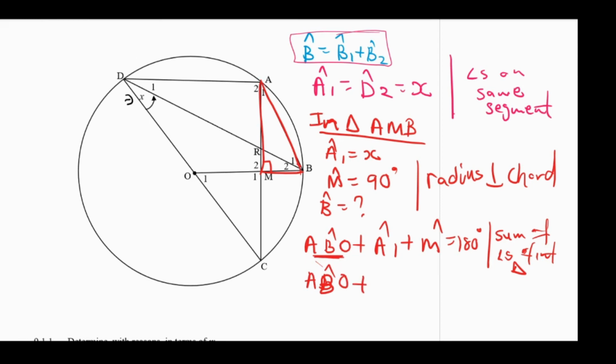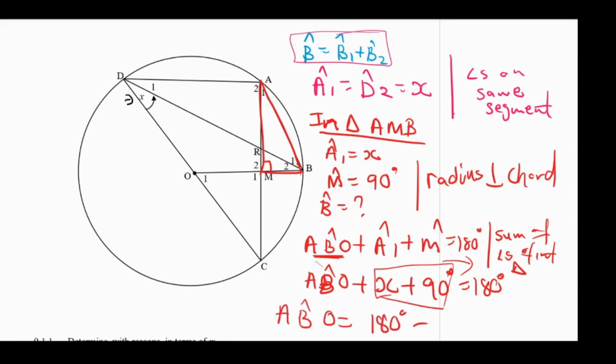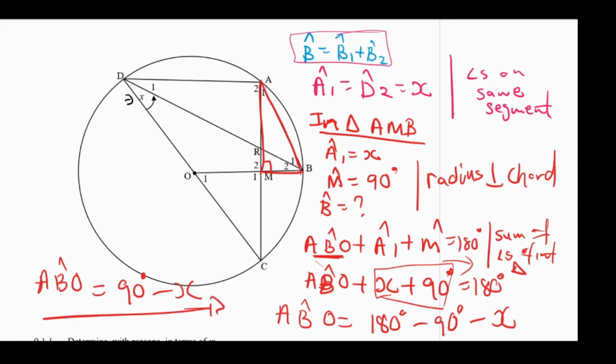Angle ABO plus A1, which is X, plus 90 degrees equals 180 degrees, right? So we're going to transpose these two to the other side. We will have ABO equals 180 degrees minus 90 degrees minus X, right? So this means angle ABO will be equal to 90 degrees minus X. So this would be the solution for this question here.